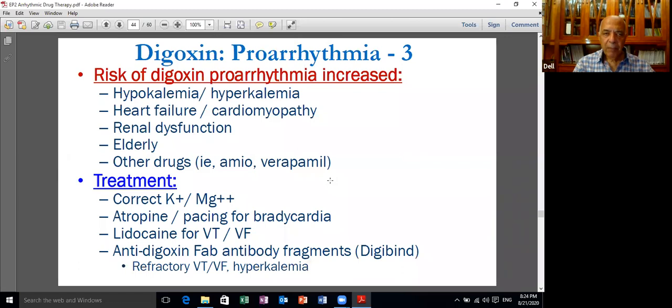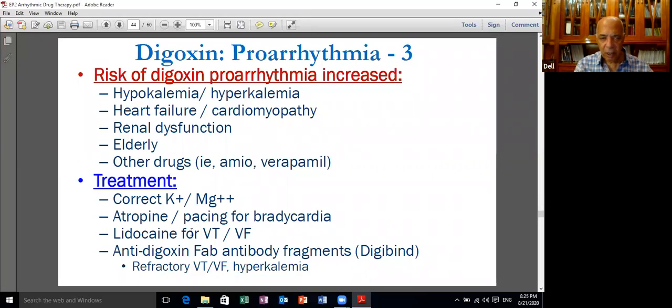Now, the proarrhythmia induced by digoxin can be enhanced by alterations in potassium level, including hypokalemia and hyperkalemia. Hyperkalemia with proarrhythmia is an indication for DigiBind. I will come to that soon. It's also predisposed to by heart failure, cardiomyopathy, renal dysfunction, old age, and the use of drugs which prevent the excretion of digoxin by antagonizing the P-glycoprotein. Treatment: correcting potassium and magnesium. Of course, if you have potassium elevated, all you do is go to the DigiBind.